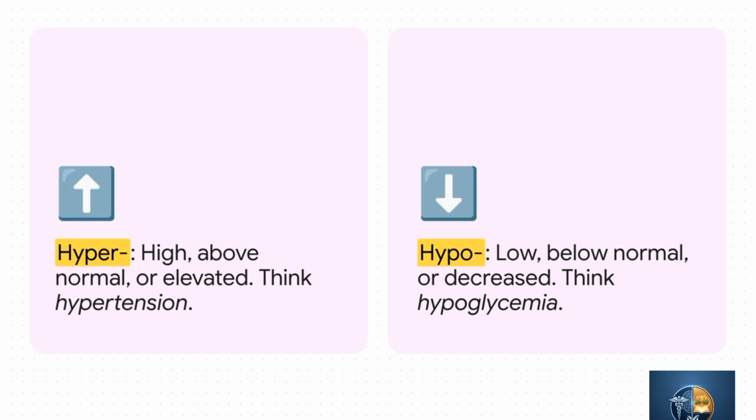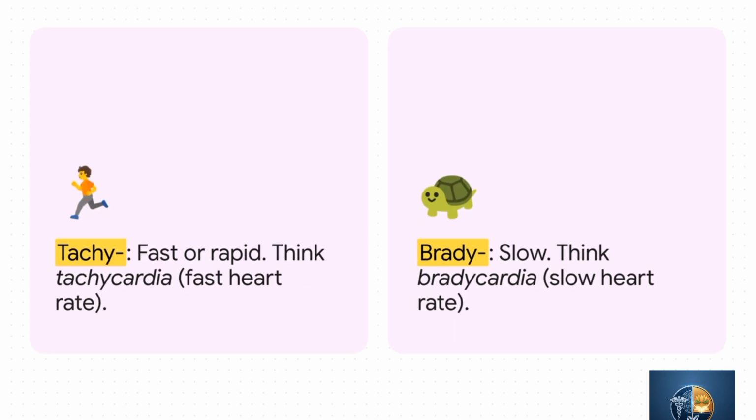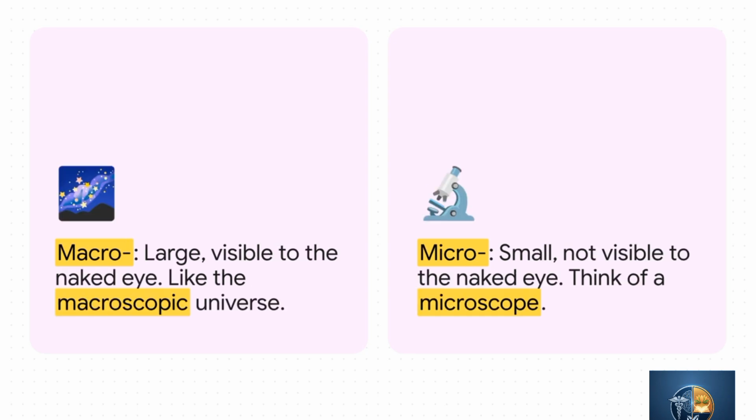See? Simple, right? All right, let's talk about speed. Tachy means fast. Brady means slow. You're going to hear these a lot when people talk about your heart. Tachycardia, that's a super fast heart rate, and bradycardia is an unusually slow one. Boom, 2 more powerful tools for your kit. Now here's one you probably already know, even from outside of medicine. Macro means large, something you can see with your own eyes, like the macroscopic universe. And the opposite is micro, which means tiny, so small you need a microscope to see it. It's the same idea, whether we're talking about galaxies or cells.